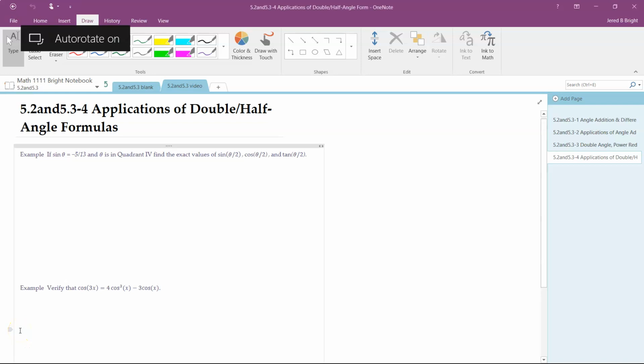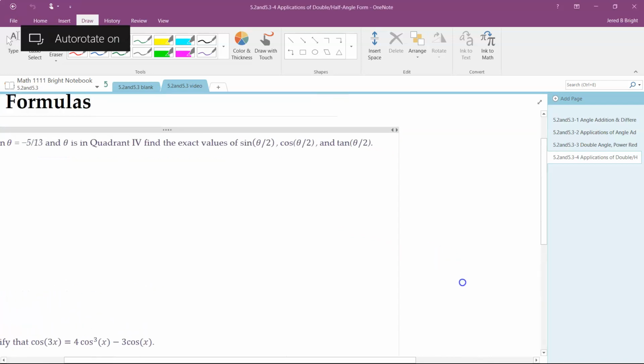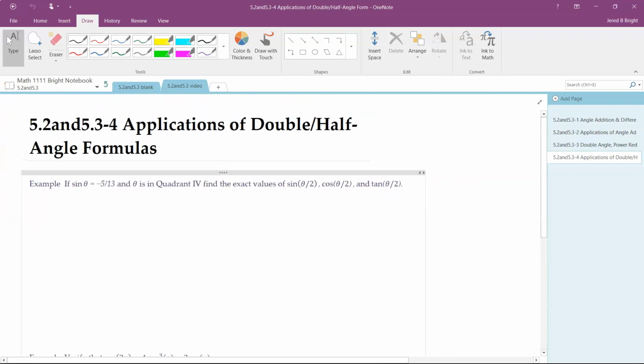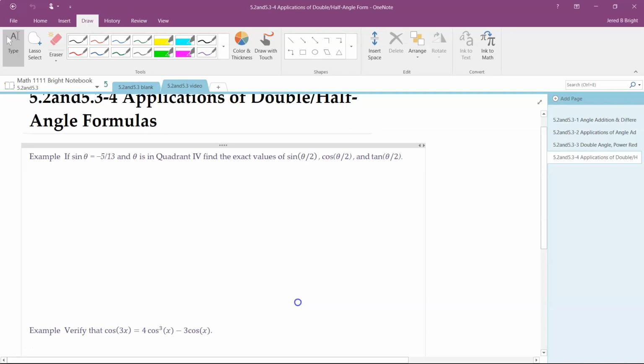Welcome back, and now we're going to look at some more examples related to double angle, half angle, and power reducing formulas. So here's our first example. You can go ahead and pause the video, try it out, and when you're ready, resume the video. There's another problem down on the screen, so try that one out as well. Resume when you're ready.